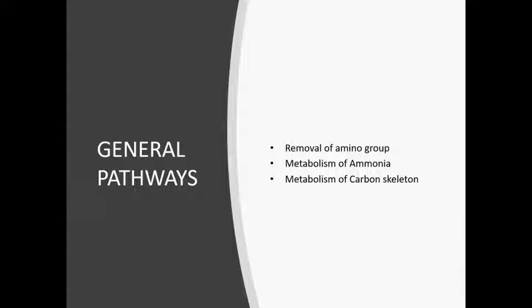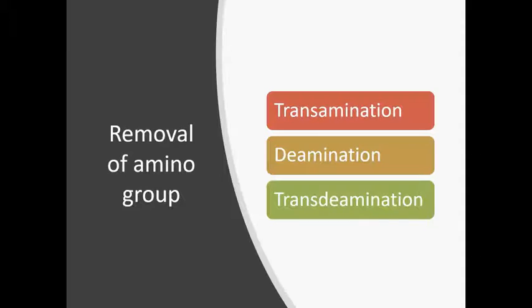In the case of protein metabolism, it involves three steps. The first one is the removal of amino group, then metabolism of ammonia, and metabolism of carbon skeleton. First is the removal of amino group. Under the removal of amino group, it consists of three steps: transamination, deamination, and trans-deamination.